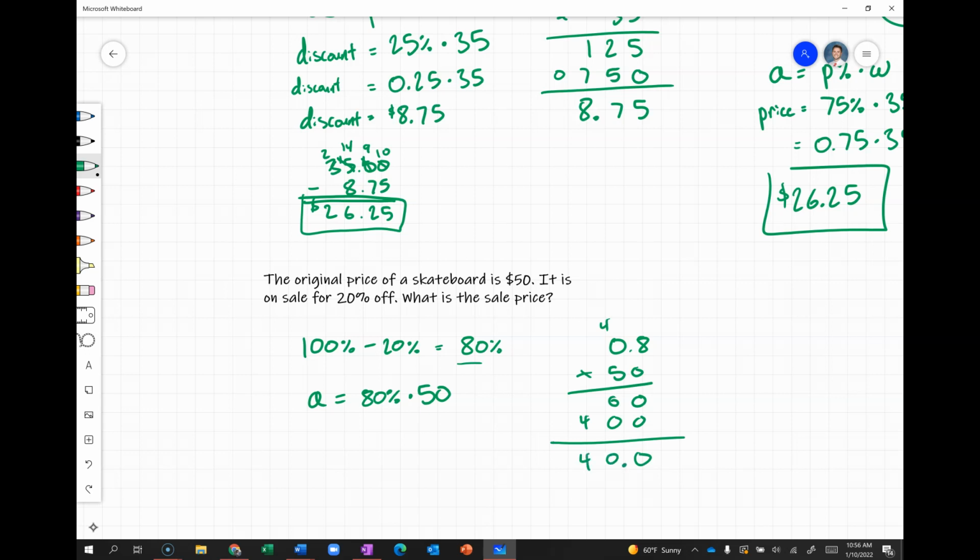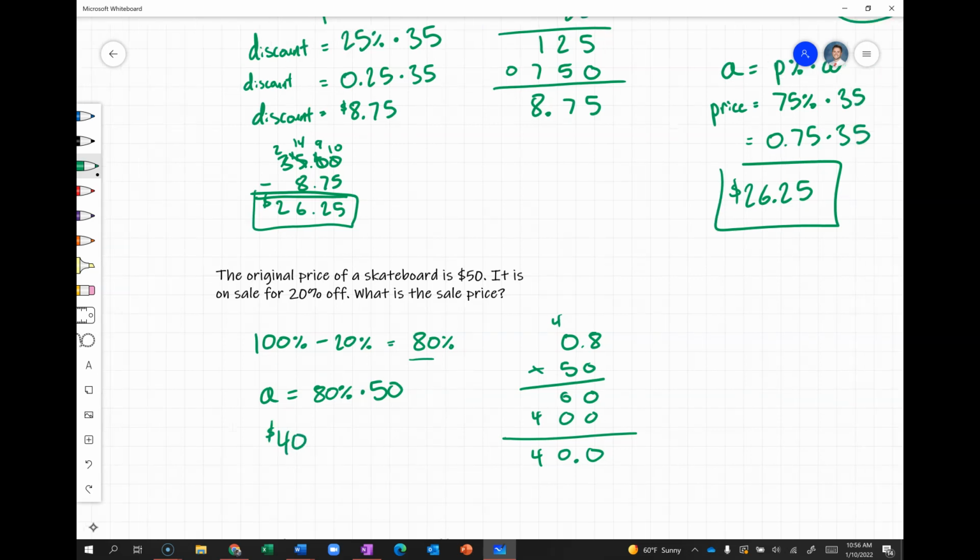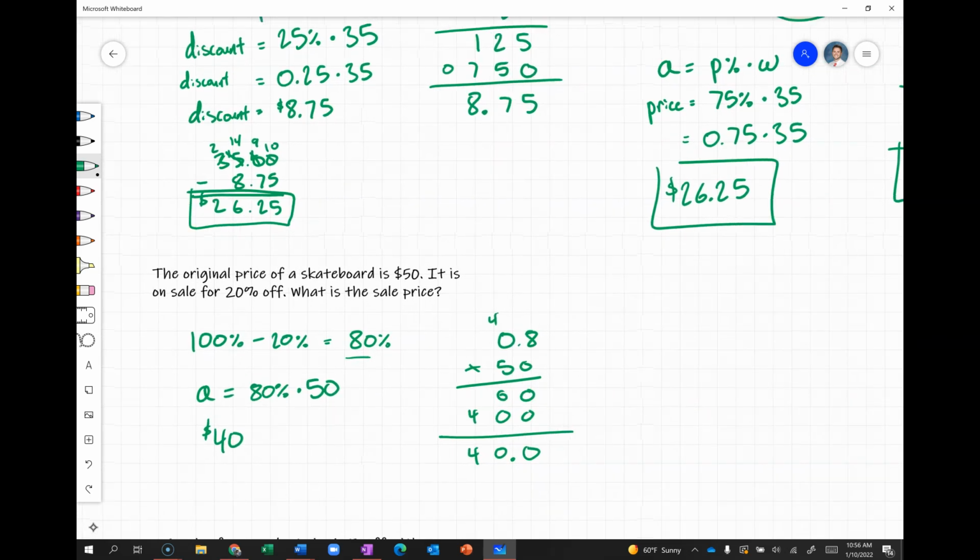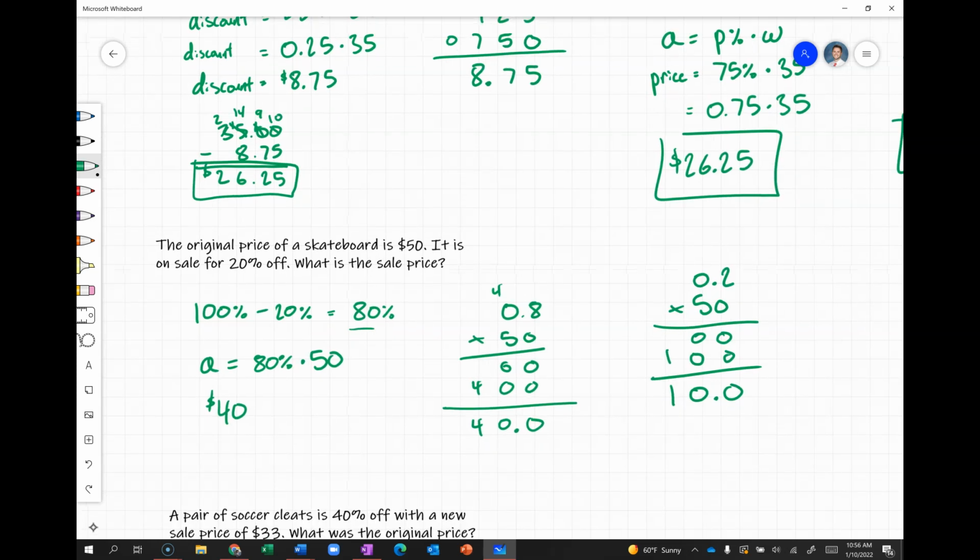And we get $40. So my sale price is $40. Now again, if you wanted to, you could find 20% of 50. That would be 0.2 times 50. You're going to get $10, and subtract that from the original price of 50, and once again, you would get $40. So either of those methods is acceptable. Your sale price for the skateboard is $40.